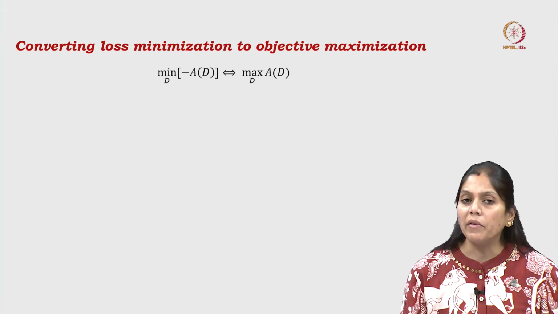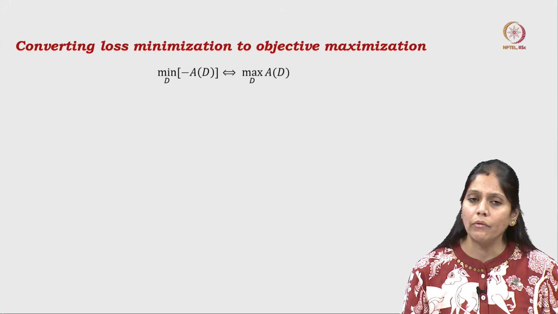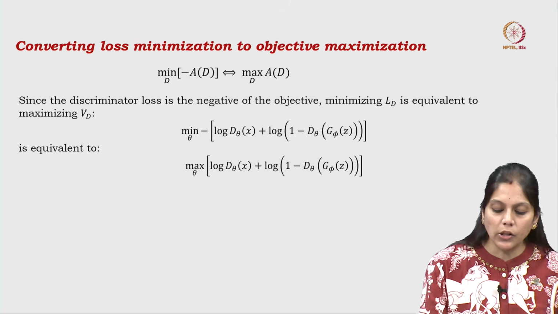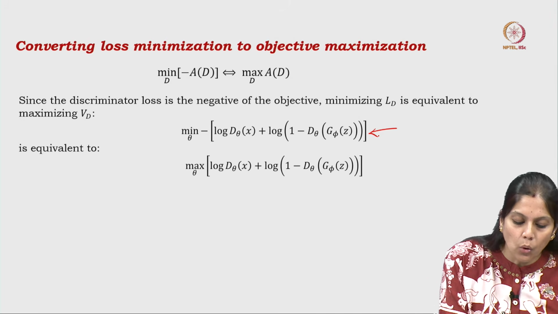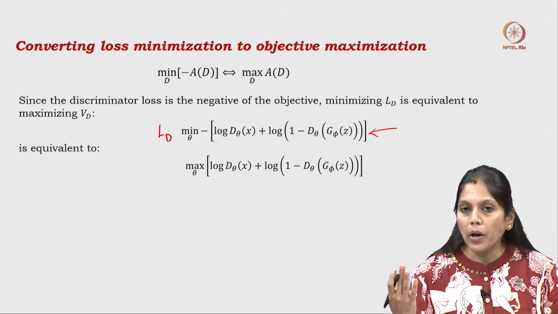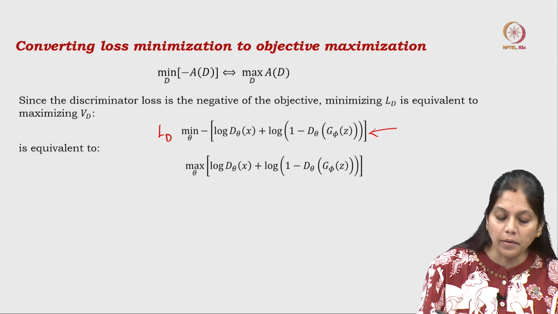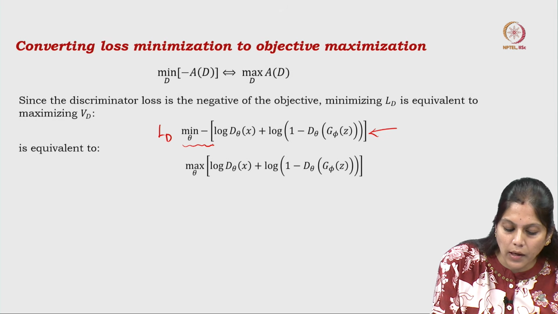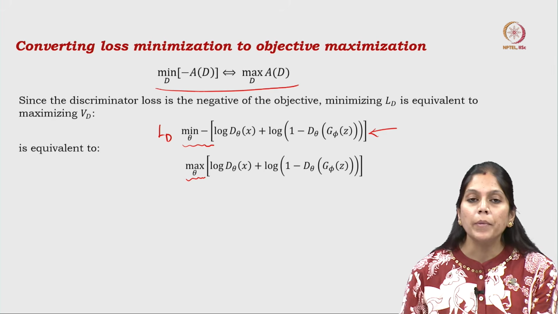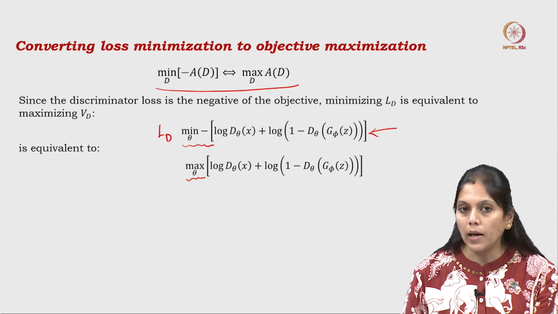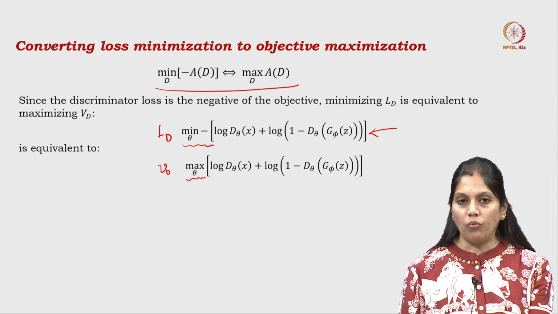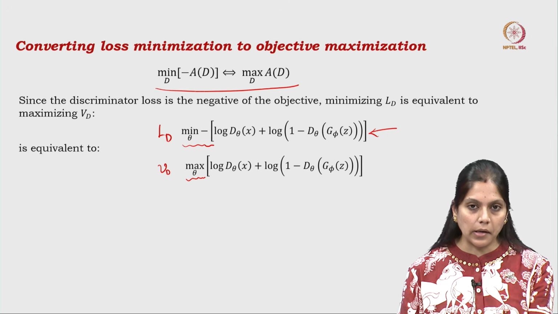Now, whatever we have obtained in terms of negative in the previous slide, can I write that in terms of positive? So, look at this. This is what we have obtained from our previous slide, where this is LD. So, minimization of LD is equivalent to maximization. Instead of writing minimum of minus, can I write a maximum here by using this particular concept? So, if the minimum is LD, the maximization, can I denote it as capital VD? V is a value function and D is the discriminator side.